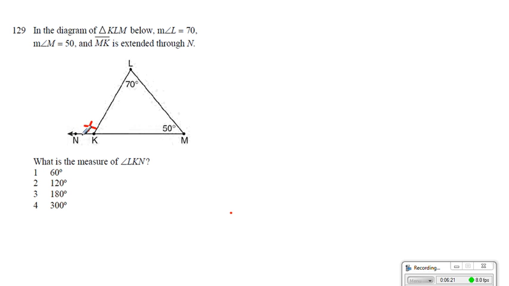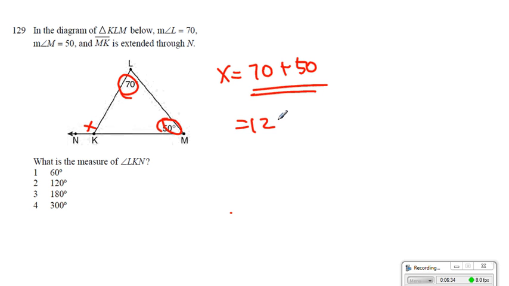Now you see the measure of the exterior angle is the sum of two non-adjacent angles. Therefore X must be equal to 70 plus 50, that's it, which is equal to 120. 120 degrees. That becomes our answer.